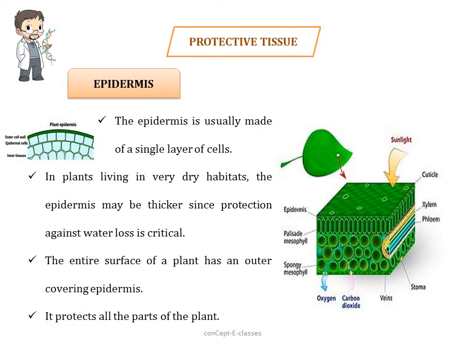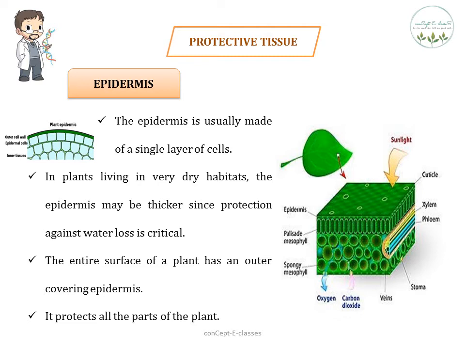So let's now see about the next category that comes under the simple permanent tissue, which is the protective tissue. Till now we were studying supporting tissues, that is the parenchyma, collenchyma and sclerenchyma. These are all simple permanent tissues that support the plant. Now we are going to study the simple permanent tissues that protect the plant.